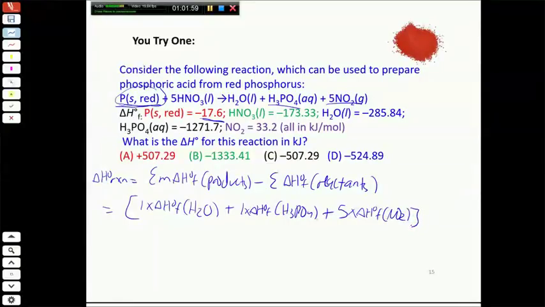All right, so those are all the products we have, and then we subtract the delta H formation for the reactants. We have 1 mole of red phosphorus, and again, that's going to have a non-zero delta H formation because it's a non-standard element. So 1 times this delta H formation. And then we have as our other reactant 5 nitric acid, so 5 times the delta H formation for nitric acid.